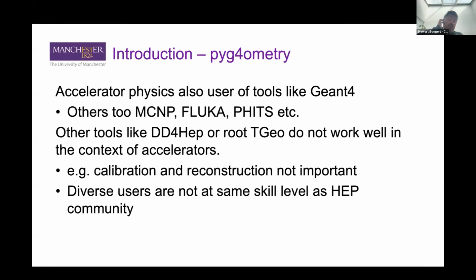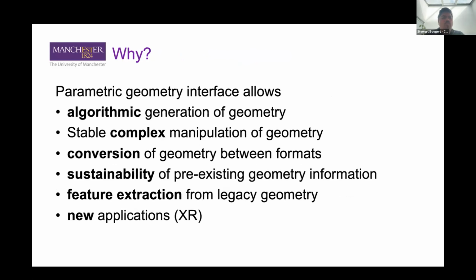So accelerator physicists are also users of tools like Geant4. There are other tools too, which are less common in the HEP community. So MCNP, FLUKA, PHITS, very similar. Other tools like DD4hep or ROOT TGeo don't work well in the context of accelerators. The degree of persistency that's required, the fact that they're used for calibration and reconstruction, is not really important in this area. And there are diverse users of Geant4, who are really not at the same sort of skill level as the HEP community. So why?